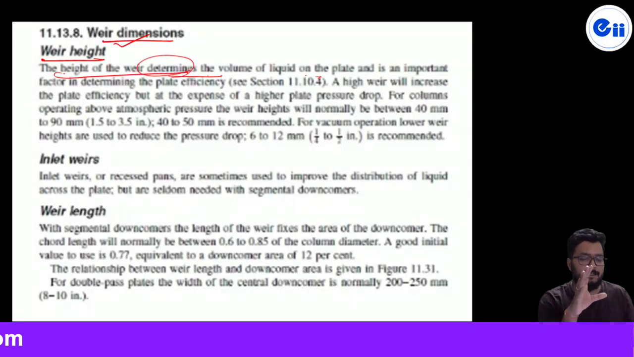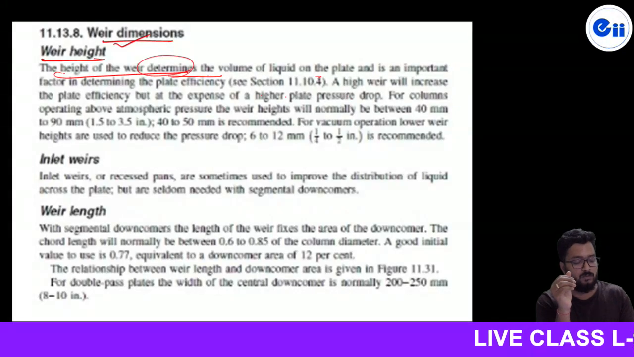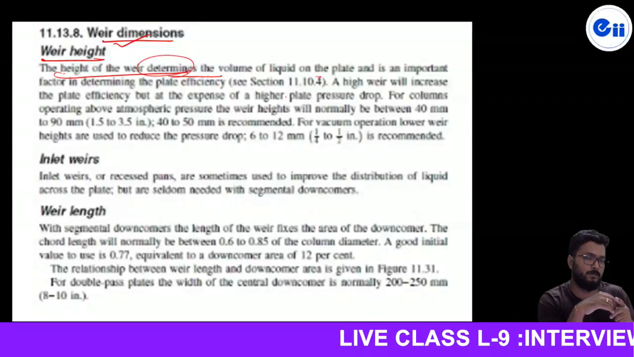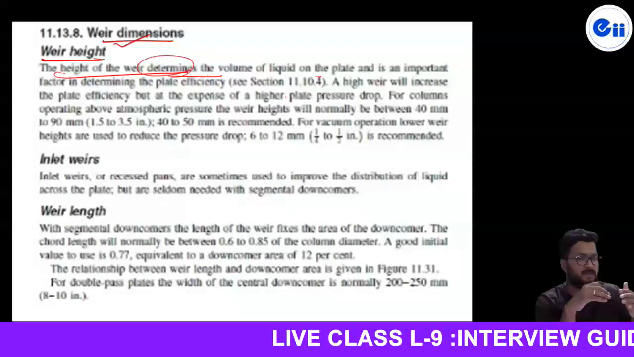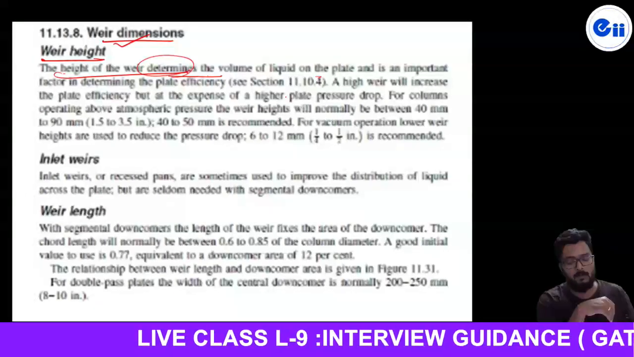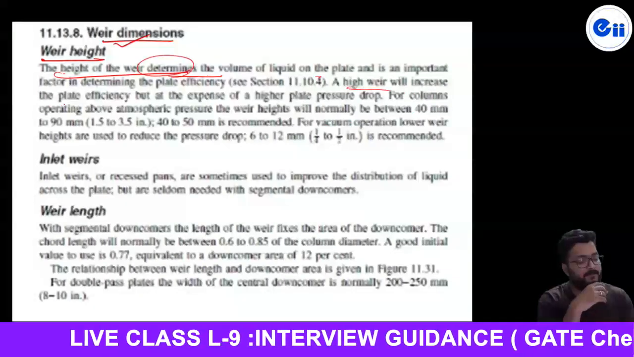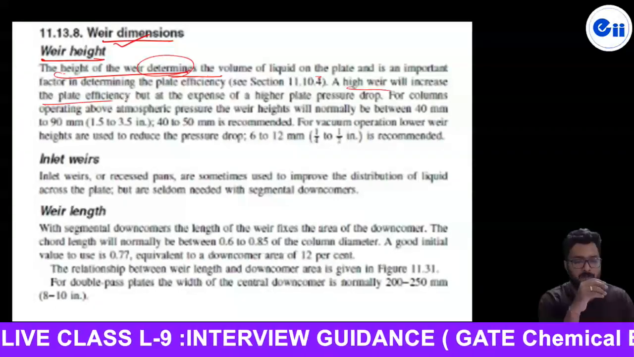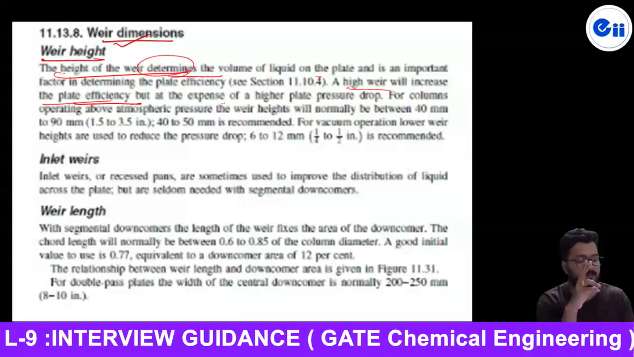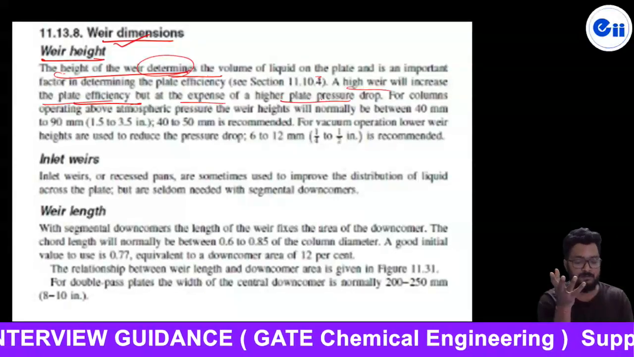Are we getting? That's why it is a very important factor. And how much height of liquid in the downcomer will be defined by the weir height. So the efficiency of the plate will be largely dependent on the weir height, because I told you if the residence time increases, then contact will be good, then efficiency of the stage will be more. So a high weir will increase the plate efficiency, as I told you. If the weir height is high, plate efficiency increases, but at the expense of higher pressure drop, obviously.